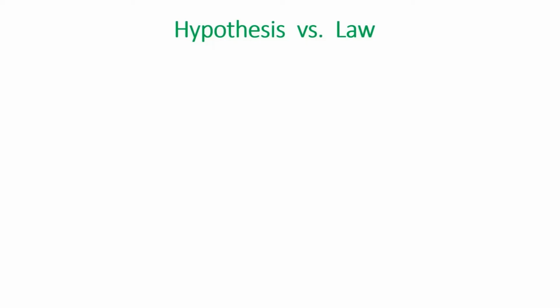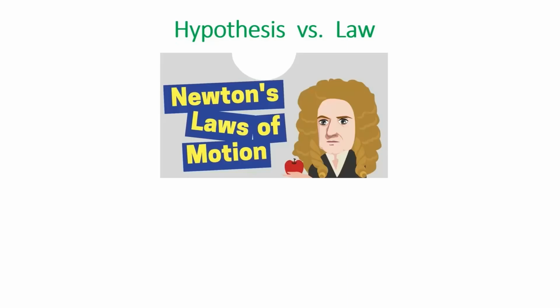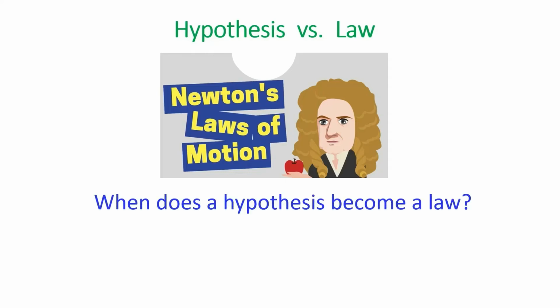Now we're going to go over some science terminology. We've already discussed hypothesis. Let's bring in a new concept, a law. So what's the difference between hypothesis and law? In this class, we're going to discuss Newton's laws of motion quite a bit. So here's a good example of a law. So the question I have is, when does a hypothesis become a law? Do me a favor again. I'll give you a few seconds. Try to come up with your own explanation.